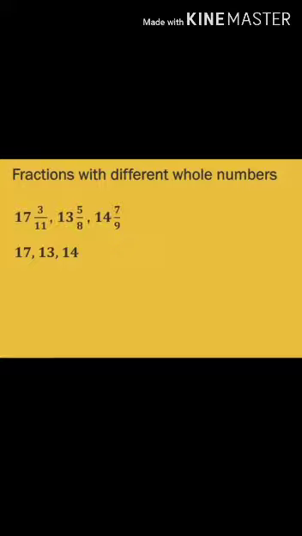So 13 is the smallest, 14 is bigger than it, and 17 is the biggest. So what will be the order of the mixed fractions? It will be the same. So 13 and 5 out of 8 will be the smallest, 14 and 7 out of 9 will be bigger, and 17 and 3 out of 11 will be the biggest. So friends, it was really easy, right?